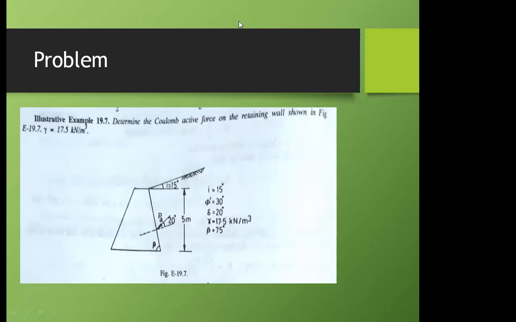0.54, right, it is correct. Is there anyone who got a different answer other than 0.54? The Ka value is 0.54. Is there anyone who got a different value? Right, so just calculate and tell me what is Pa.